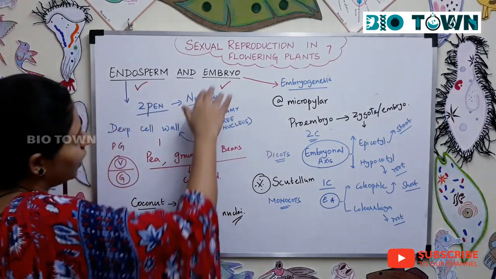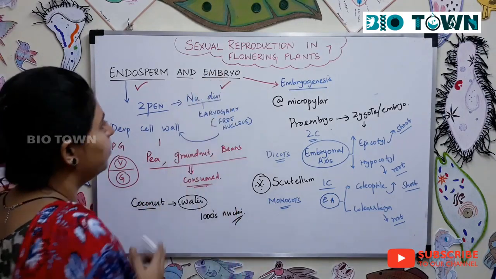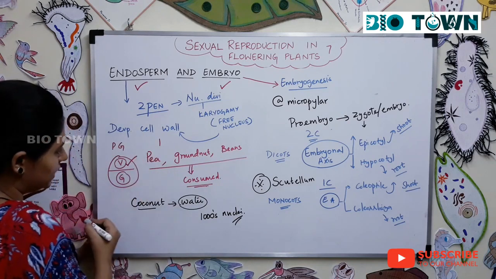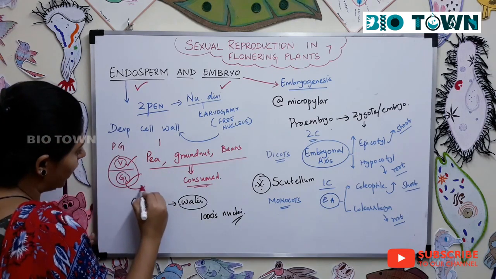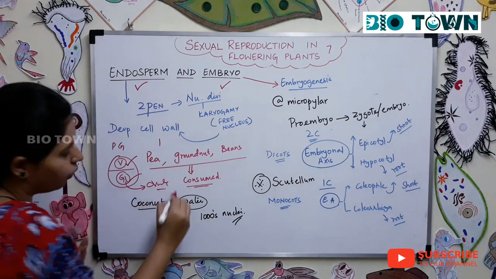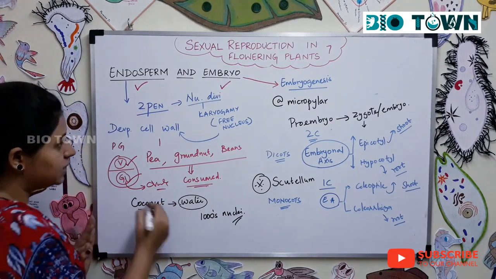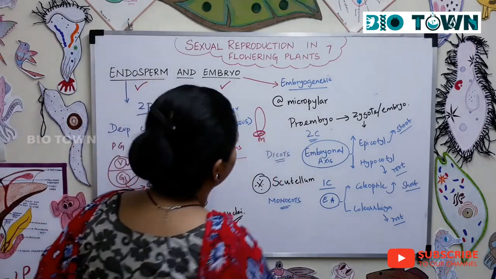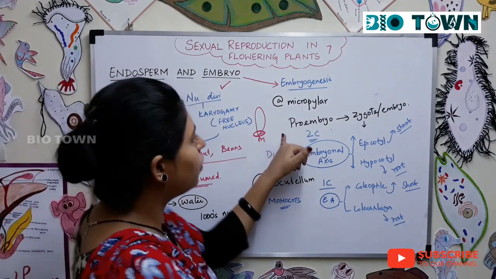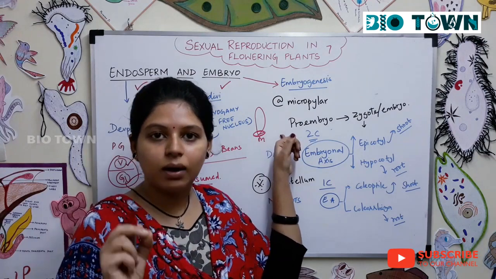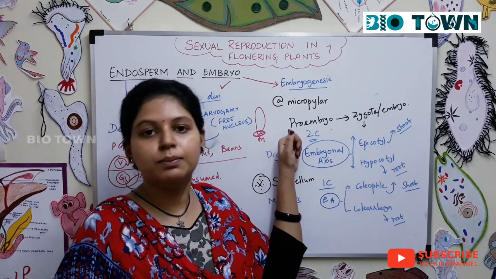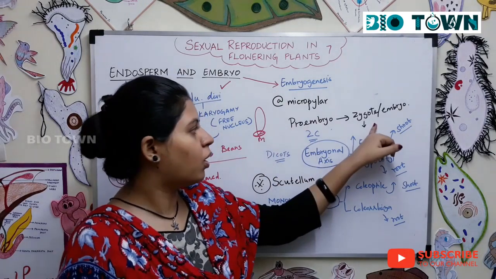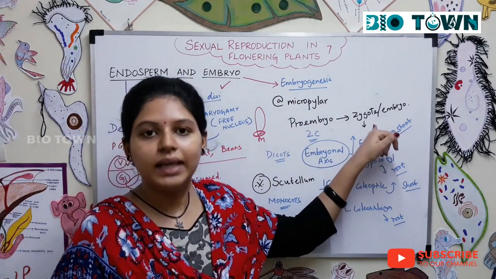And next we'll talk about the formation of the embryo. I told you about the vegetative part. Now this generative part will go and fuse with the ovule, right? Everything happens at the micropylar end. At the micropylar end, there is a formation of a precursor of the embryo called the proembryo. After this proembryo, there is a formation of the zygote or the embryo.